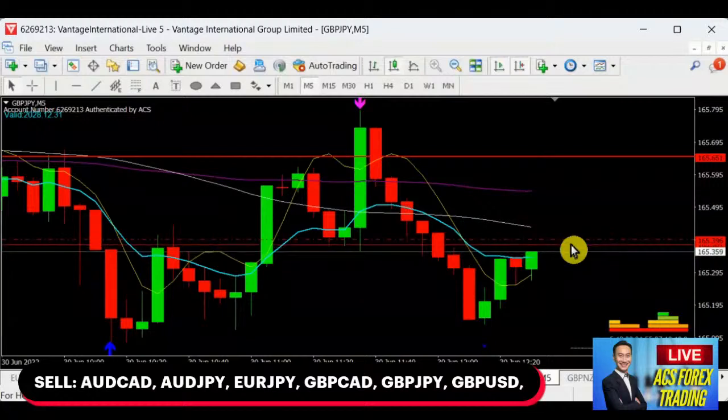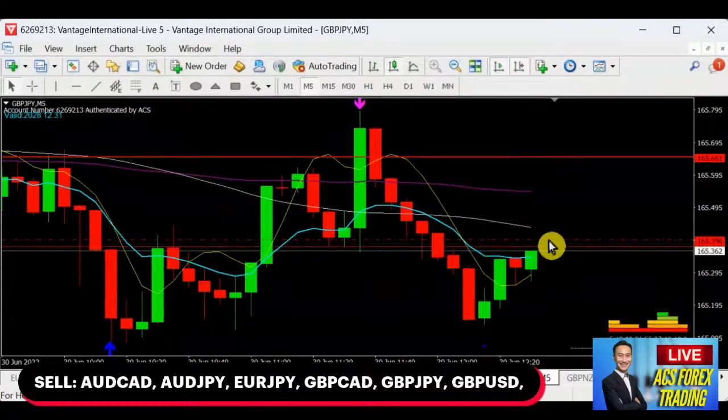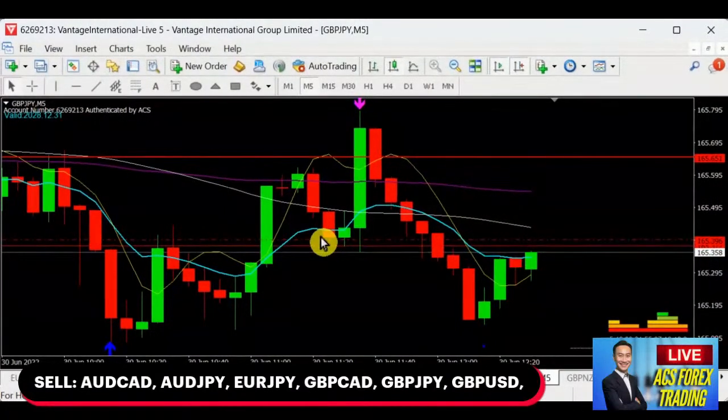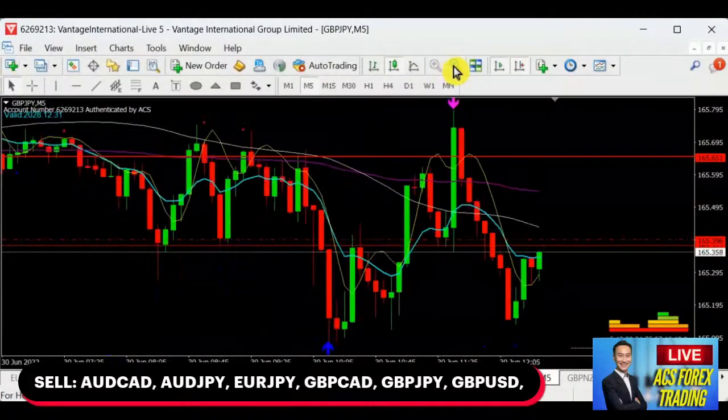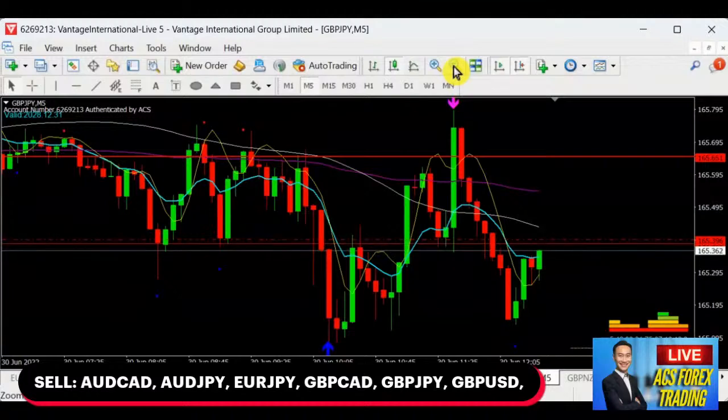So hang on. I'm still waiting for the retesting of the resistance. Okay, the previous support as a resistance over here. So that it'll be much easier.